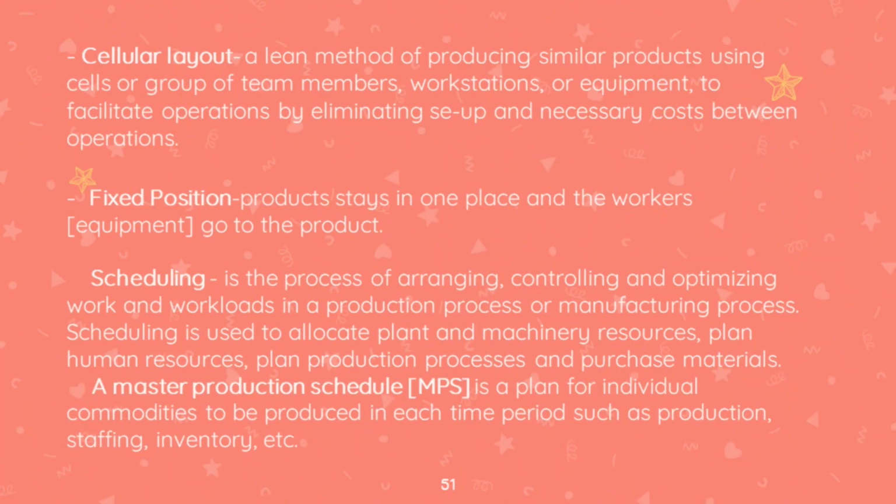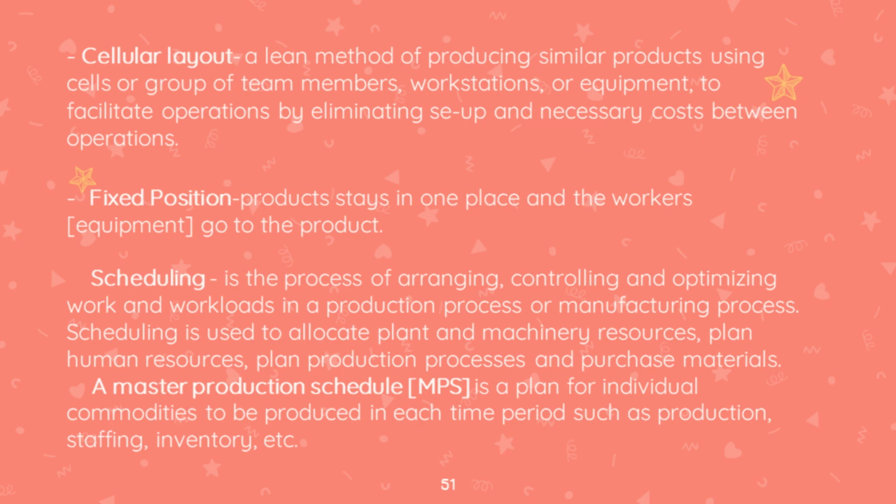Cellular layout, a lean method of producing similar products using cells or groups of team members, workstations, or equipment to facilitate operations by eliminating setup and unnecessary costs between operations. Fixed position: products stay in one place and the workers or equipment go to the product.